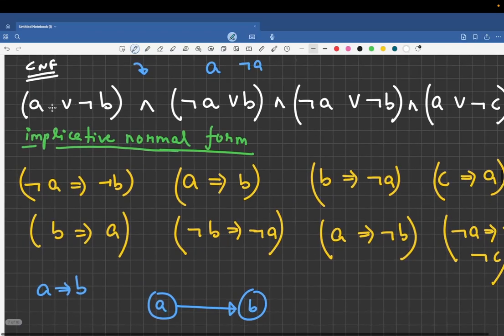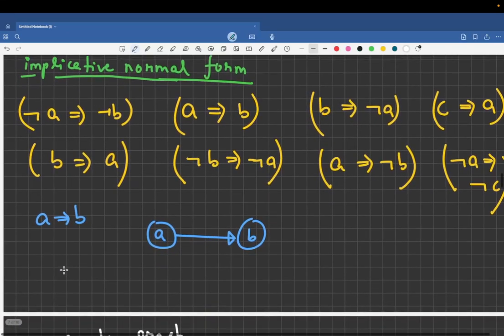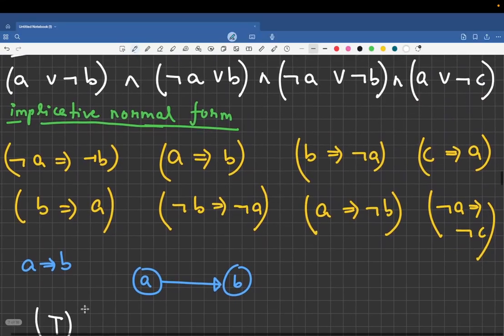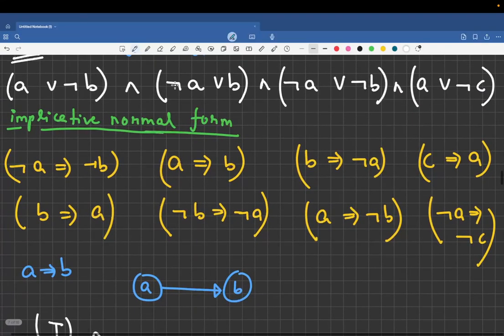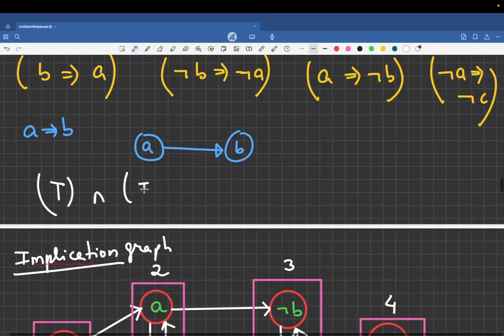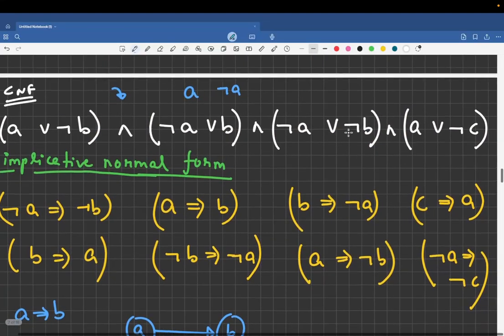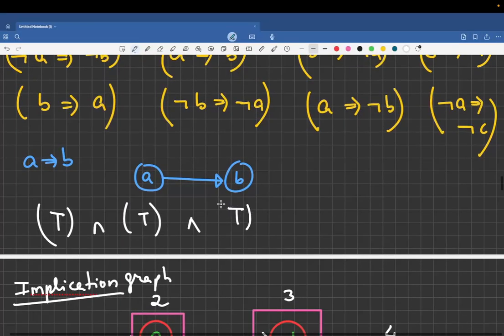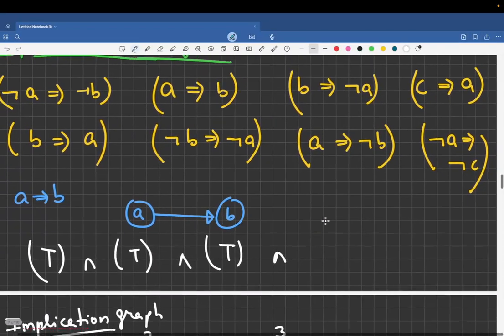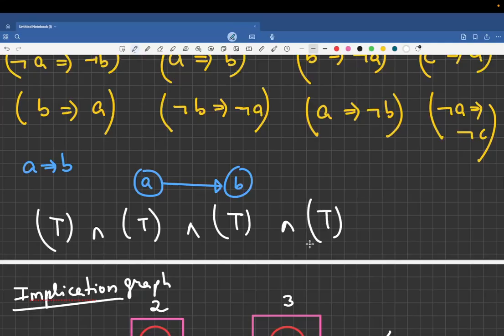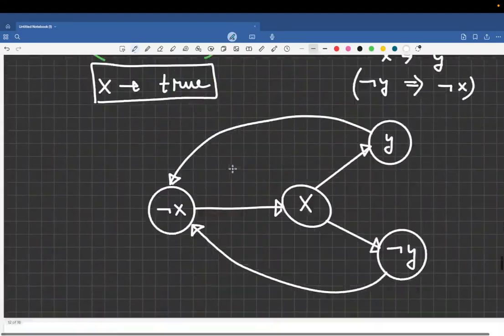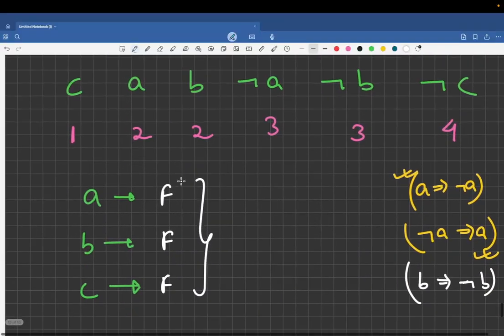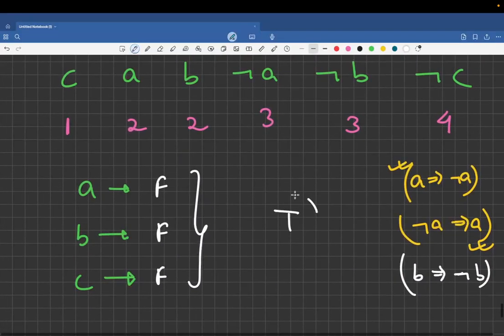The first one is A or not B. So that becomes true. Not A or B, again that becomes true. And not A or not B, again that becomes true. And A or not C, again that becomes true. So you can clearly see that by assigning all of these variables A, B and C the value false, the expression returned as true, and hence you were able to solve this problem.